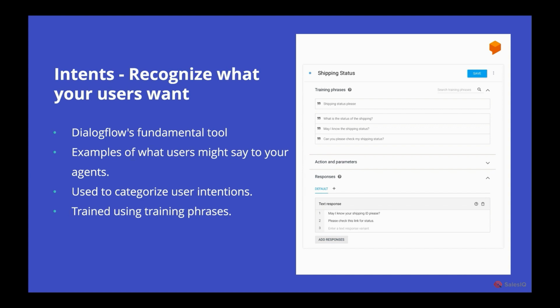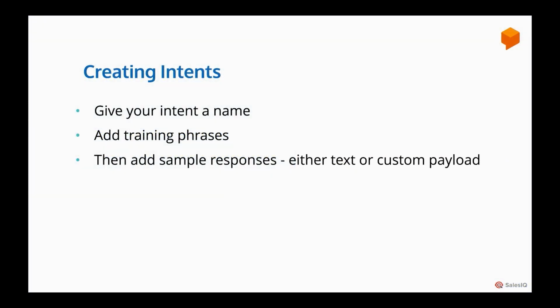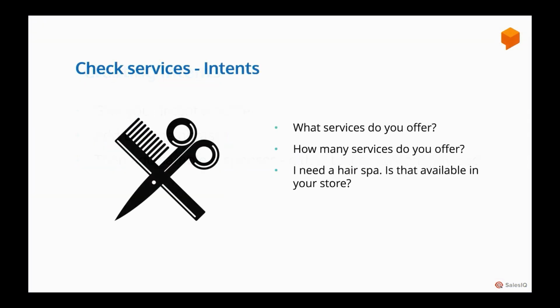Then there are intents that are triggered if the user's intent does not match with any other intents. These are called the fallback intents. Every agent comes with a default fallback intent, and you can add follow-up fallback intents if you need them.